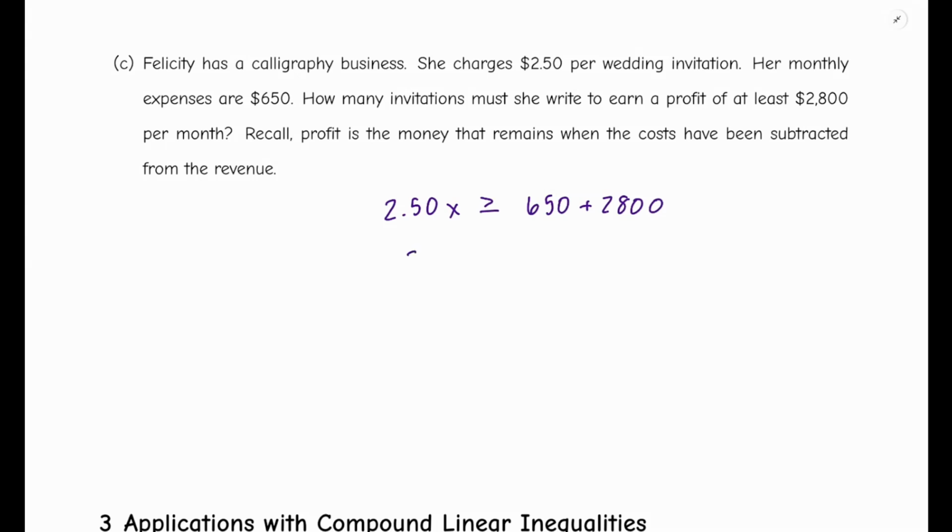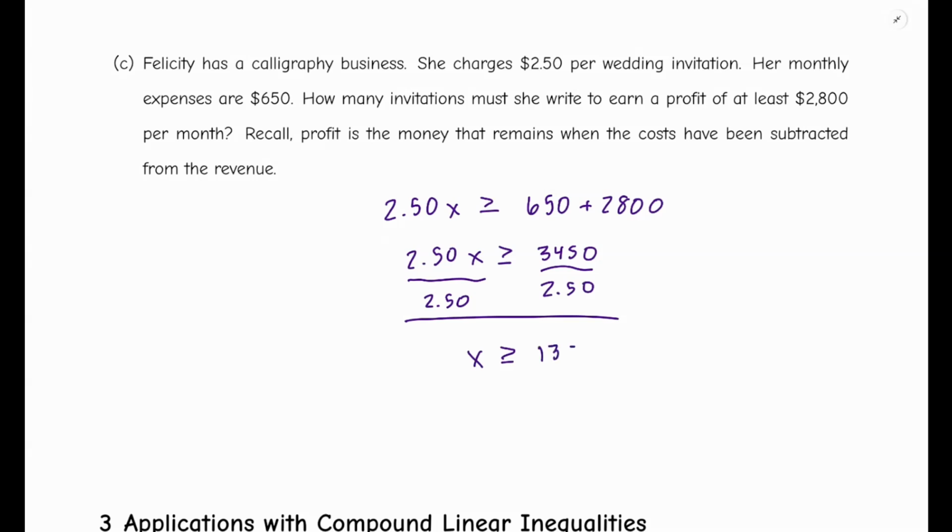So we get 2.50x is greater than or equal to 3,450. Divide by 2.50. Divide by 2.50. We get x is greater than or equal to 1,380. So she has to make 1,380 wedding invitations.